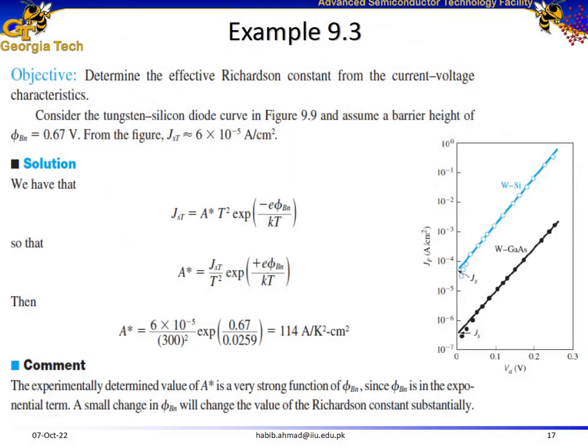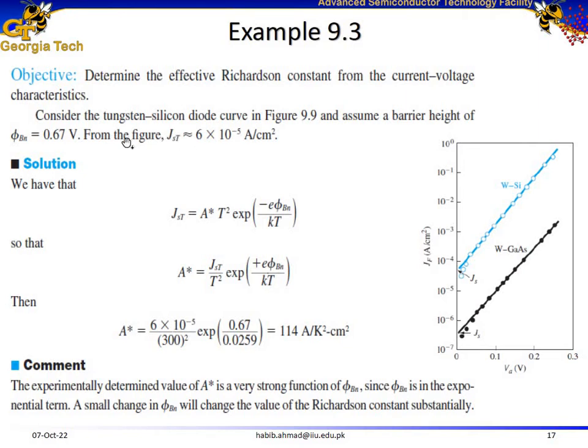Right. Here is an example of calculating the effective Richardson constant. So in this example, we are required to determine the effective Richardson constant from the current voltage characteristics. Consider a tungsten silicon diode. In this figure, this is our tungsten silicon diode current versus voltage characteristic plotted on a semi-log scale, and assume a barrier height of 0.67 volts. The barrier height is given.